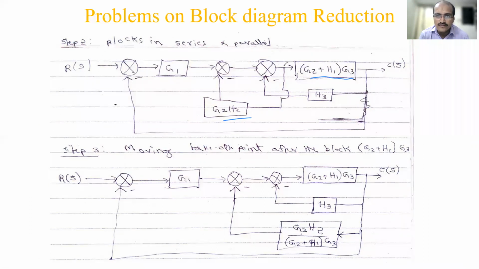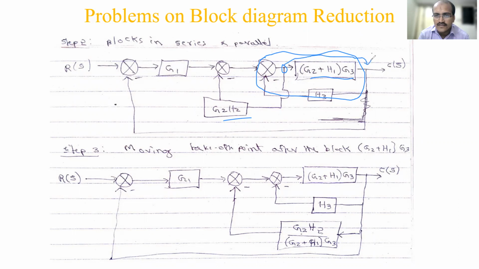But the problem is this takeoff point. This takeoff point is disturbing this minor feedback loop, right? So this one feedback loop is there. G2 plus H1 into G3, and in the feedback loop you have H3, but this takeoff point is a problem. So to remove this problem, we will move this takeoff point ahead of the block.